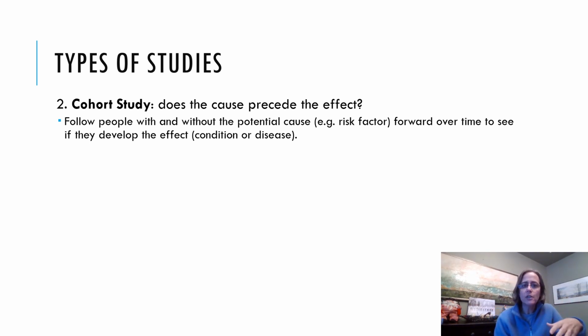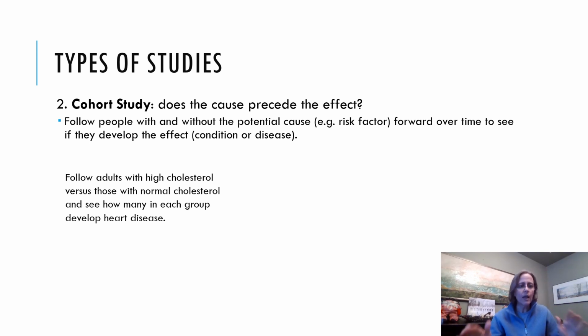So that's the difference between a case control where they already have the disease or not, and we're looking backward to see if the potential cause was more common in people who got the disease. Cohort study, we're going to follow them forward through time, to see if they develop disease. So here's an example. Let's look at adults who have high cholesterol compared to low cholesterol. Follow them forward through time and see if the people with higher cholesterol are more likely to develop heart disease.